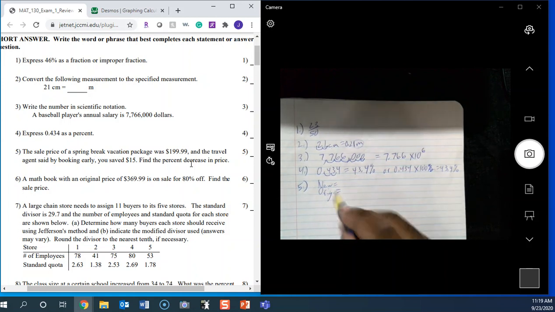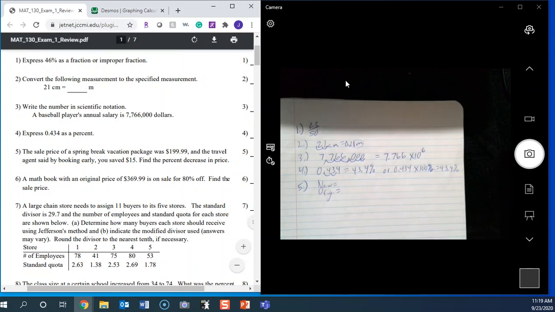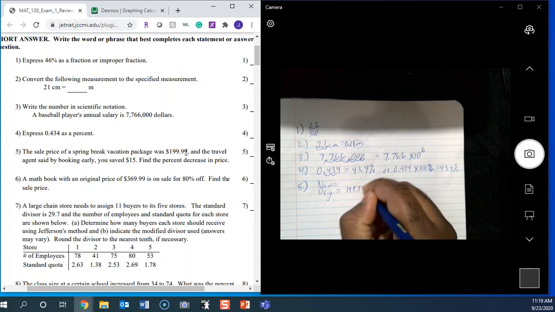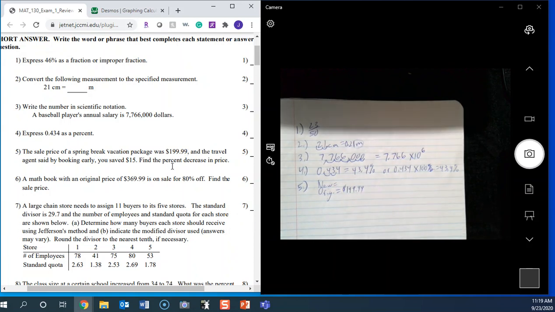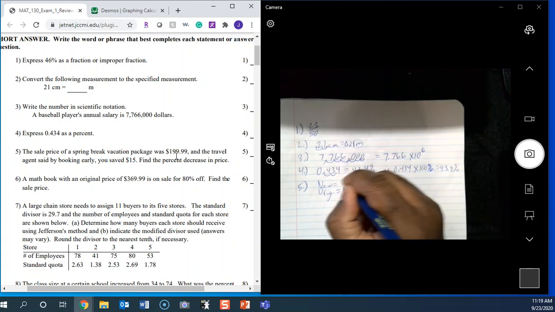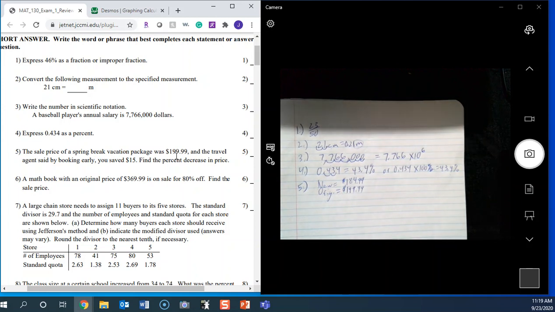The original value, which is here, which was the original price, was $199.99. The new price is $15 lower because if you were to save $15, that means you have to subtract $15 from here, which would be $184.99. Now, I will tell you this, a lot of times they would tell you what the new and what the original is, but this you had to do a little work.